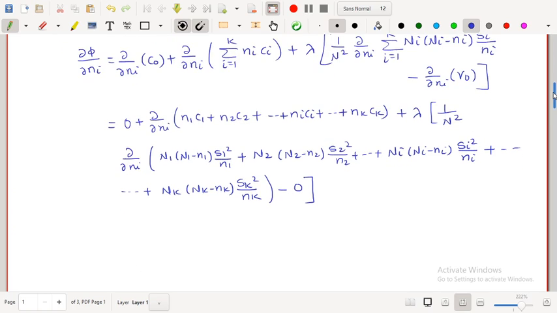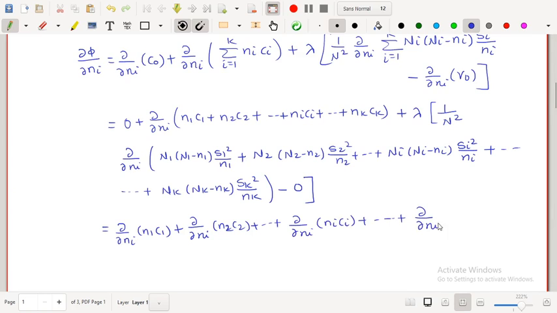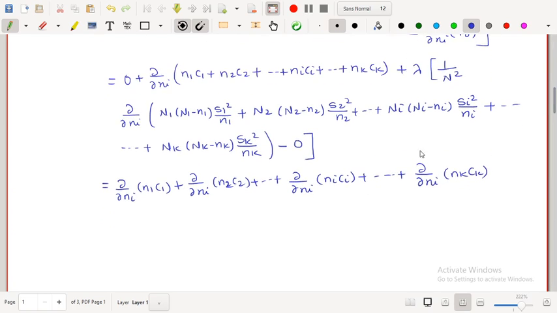In the next step we have to apply this derivative to every term. So apply ∂/∂ni to every term: ∂/∂ni of n1c1 plus ∂/∂ni of n2c2 plus up to ∂/∂ni of nici plus up to ∂/∂ni of nkck, plus lambda into 1 upon n square.